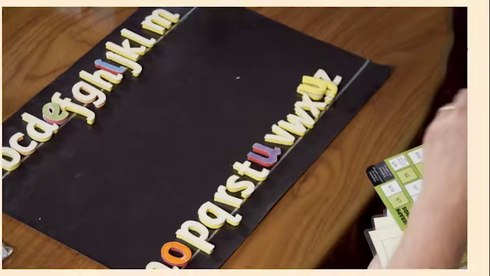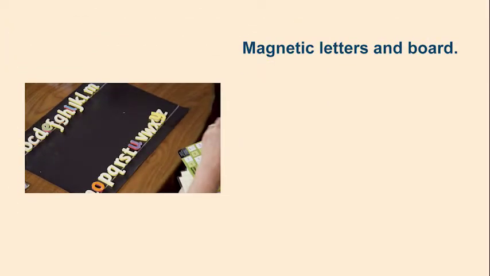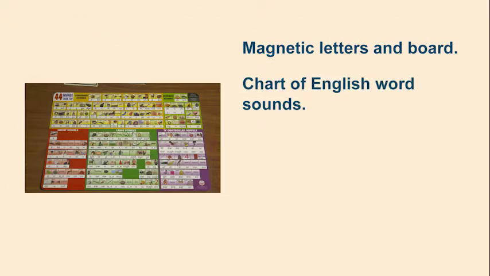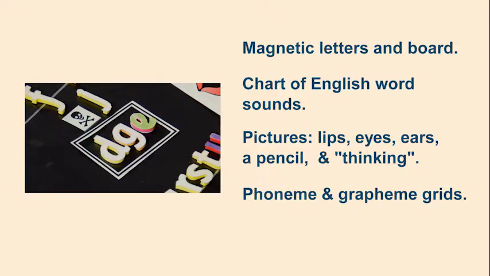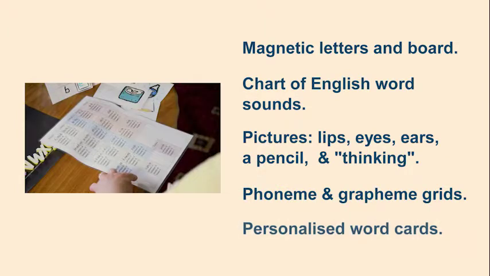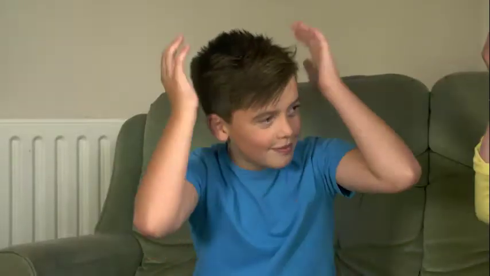Resources you may find useful include magnetic letters and a board, a chart showing the 44 English word sounds, pictures to represent lips, eyes, ears, a pencil and thinking, phoneme and grapheme grids, and personalised word cards. You need your thinking cap on. Okay. Got your thinking cap on?